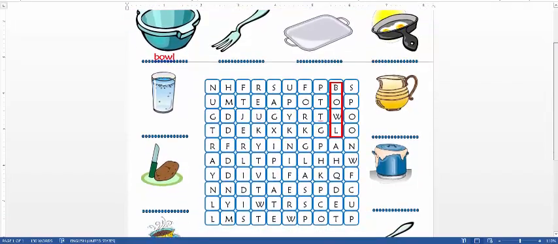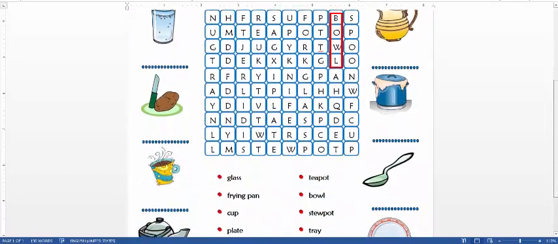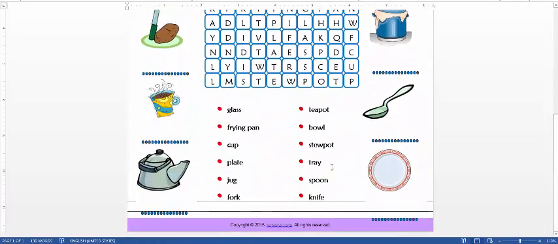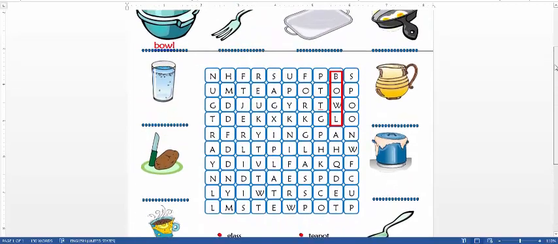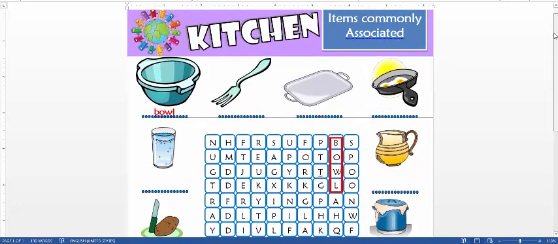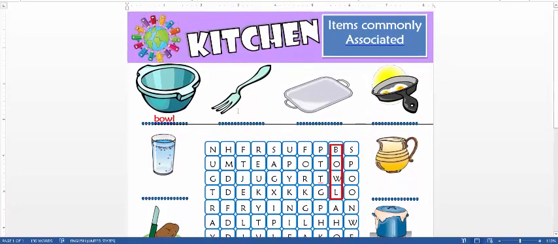See, all these items you can find pictures here, right? And then the names are also written here. Like in a kitchen you can find a glass, a frying pan, a cup, a plate, a jug, a fork, a teapot, a bowl, a steel pot, a stove pot, a tray, a spoon and a knife, and all these items can be found in a kitchen. Therefore these items are known as commonly associated items.